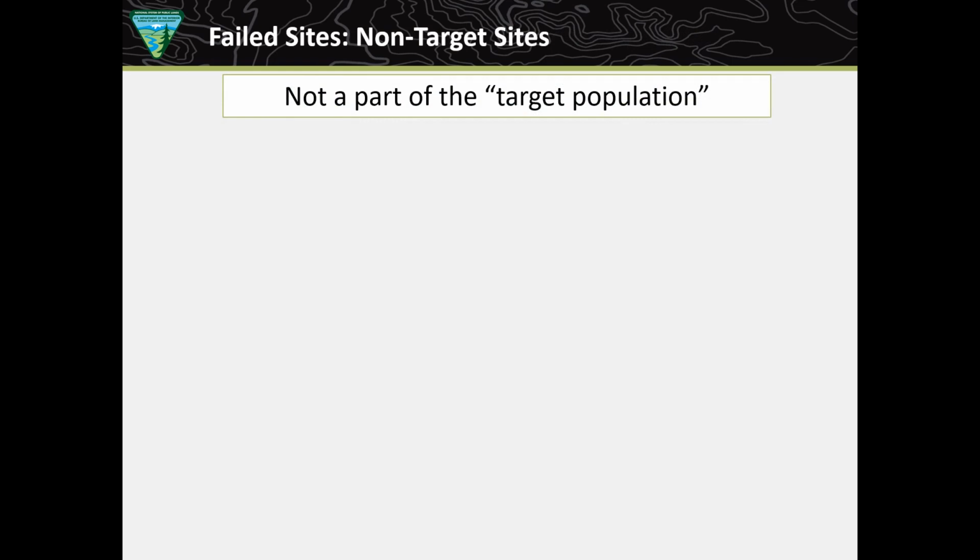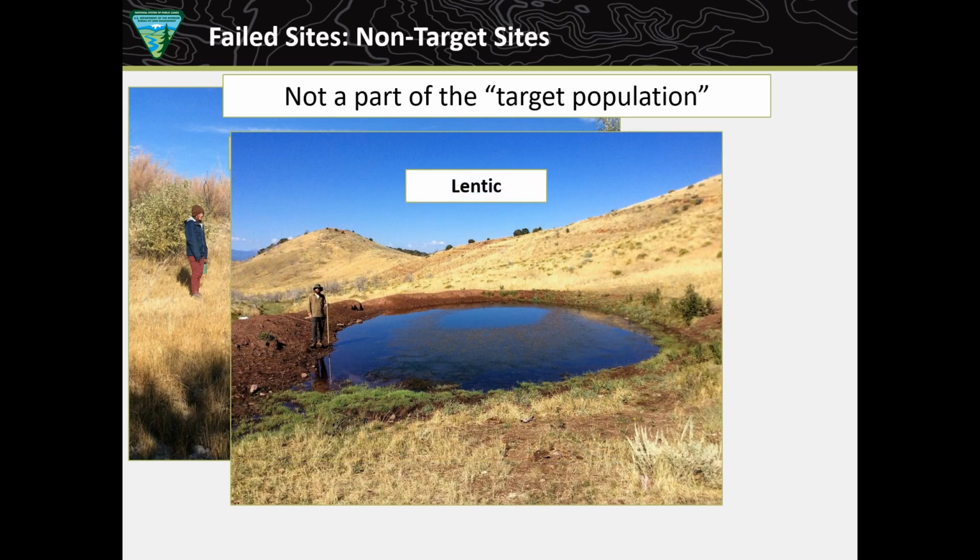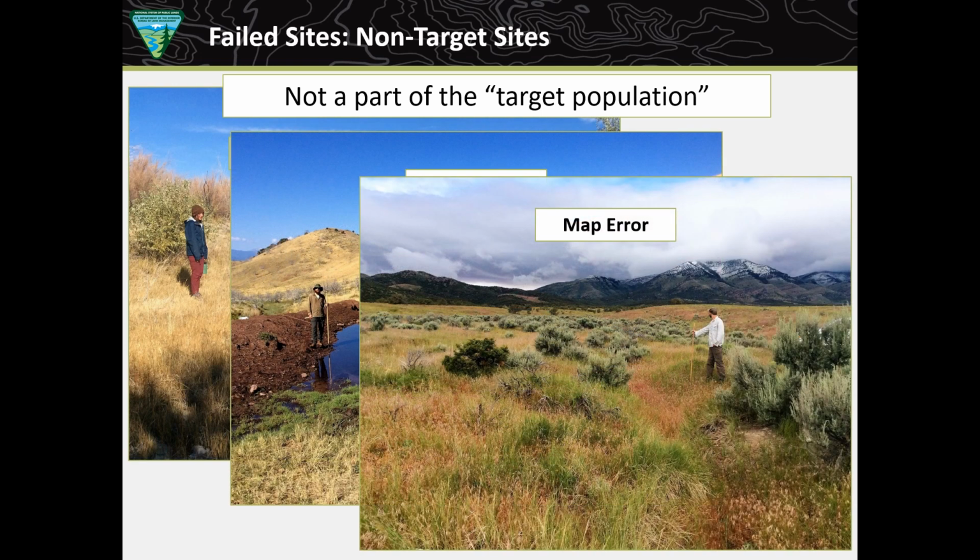Lastly, a failed site can be marked as non-target. Non-target sites are those that do not meet the target population that aquatic AIM sites are designed for. Non-target sites are classified as sites with fewer than 5 wetted transects, lentic systems, or rejected due to a map error.